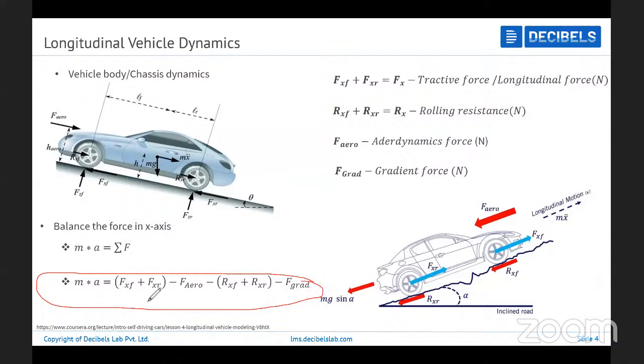All the forces are on one side, and these have been detailed here, what exactly they represent. So this represents your total tractive force, Rx is related to your rolling resistance, F aero is nothing but aerodynamics, and F grade is the gradient force.